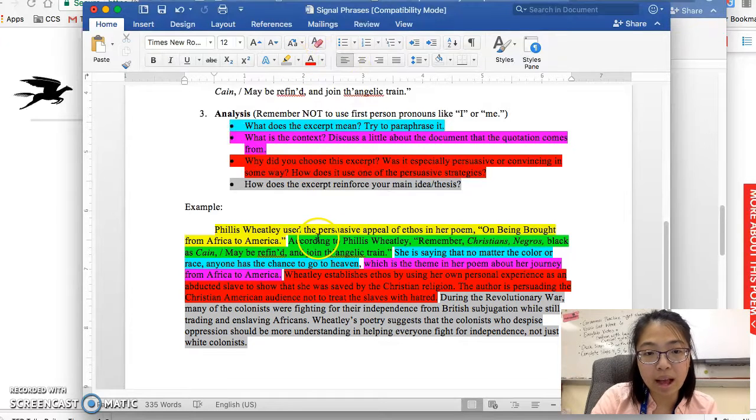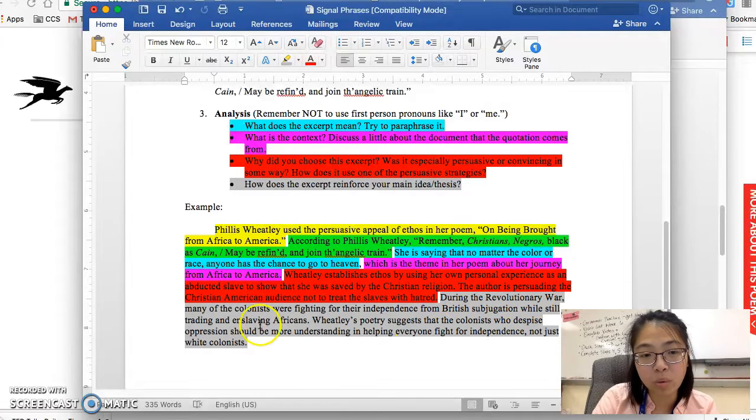So overall, I've got the topic sentence that I've already told you about, my signal phrase here, as well as the quotation, and then I wrote, she is saying that no matter the color or race, anyone has the chance to go to heaven. It's the theme in her poem about her journey from Africa to America. Wheatley establishes ethos by using her own personal experience as an abducted slave to show that she was saved by the Christian religion. The author is persuading the Christian American audience not to treat the slaves with hatred. And then I'm connecting it back to my thesis statement.